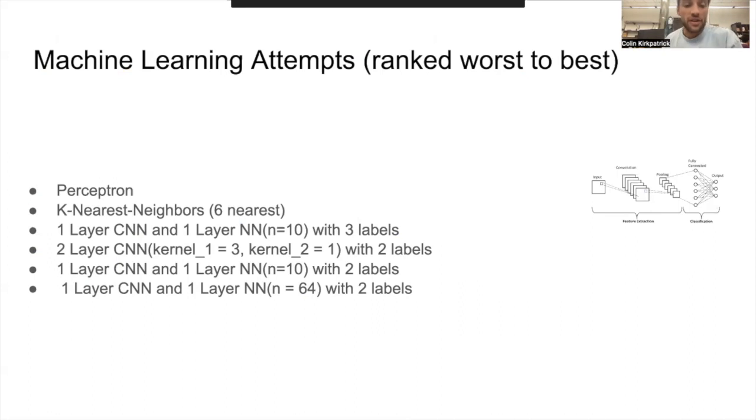So here we have all the attempts we had ranked from worst to best, starting from perceptron, then we tried a KNN, then we tried a number of different combinations of convolutional neural networks and regular neural networks. What we ended up finding was that we got our best results with a 1-layer convolutional neural network with a 1-layer neural network with 64 nodes, and just choosing between 2 labels. So choosing between left arm and right arm moving rather than left arm, right arm, and neither arm.